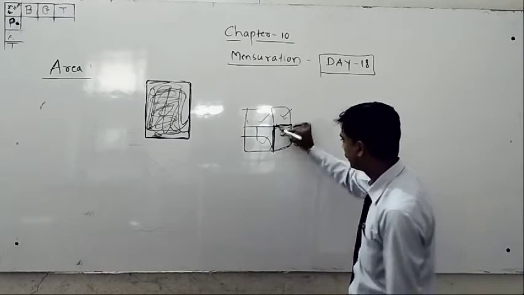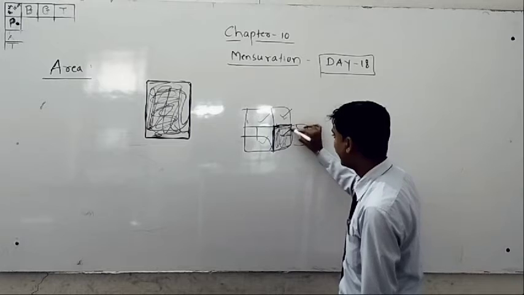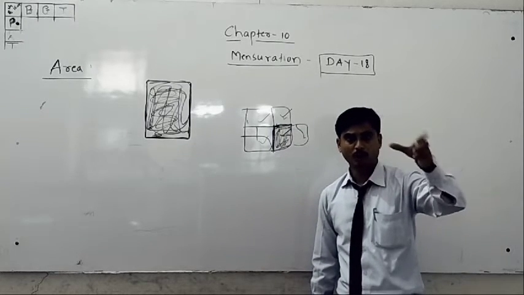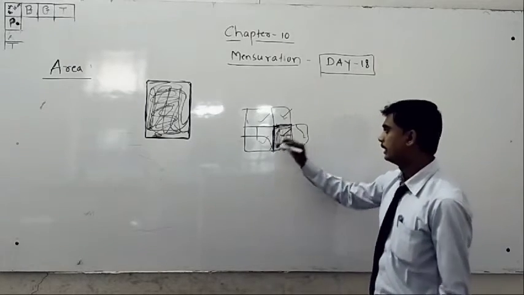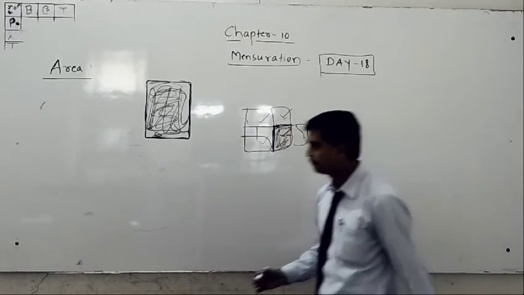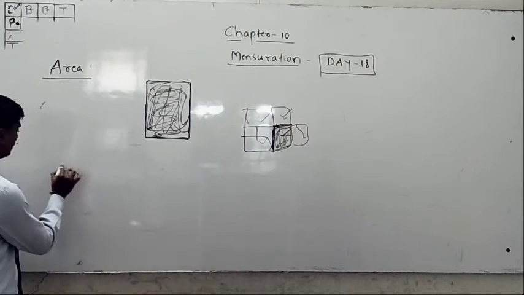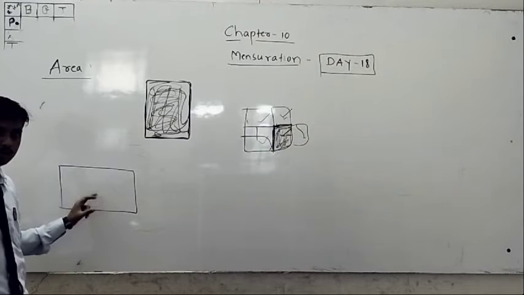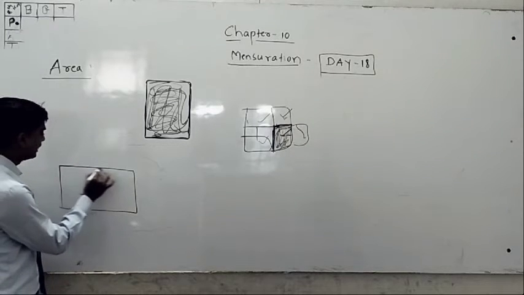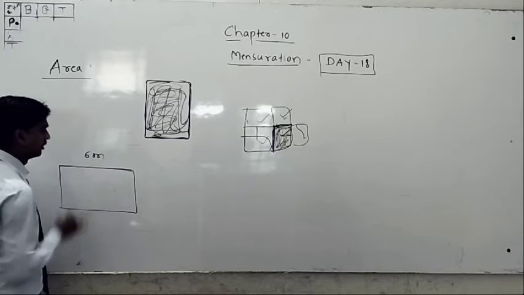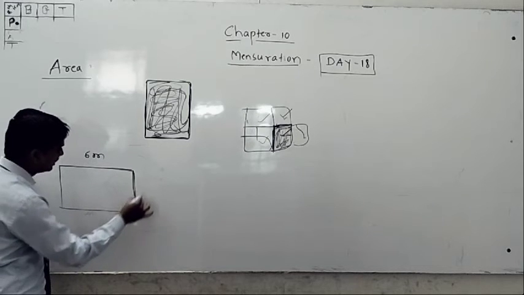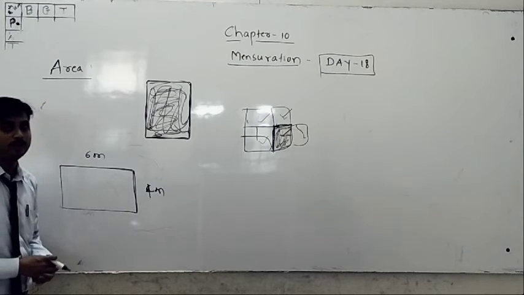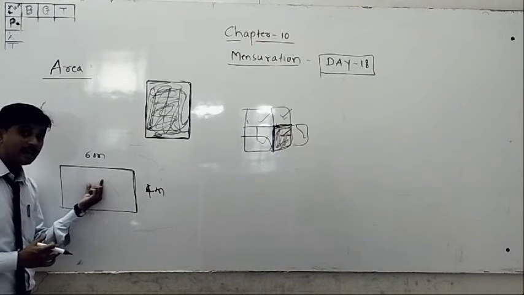What we want is how much place it occupies. If they have given us the length and breadth, then what can we do? We can find out this area. For example, look here, this is your textbook. This textbook length is how much? 6 meter. Then breadth is 4 meter. Then what is the area?